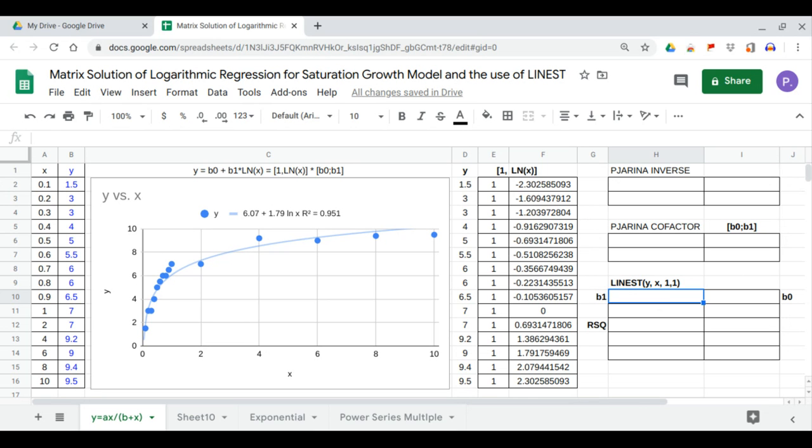Begin with the LINEST. Now that we have transformed our dataset into the linear form, we can get the LINEST function out of this dataset. Data y and data x, and we'll show the full statistics.